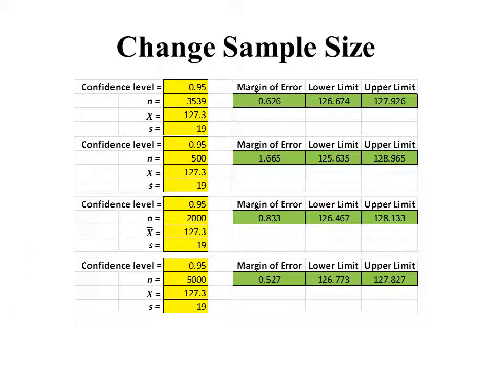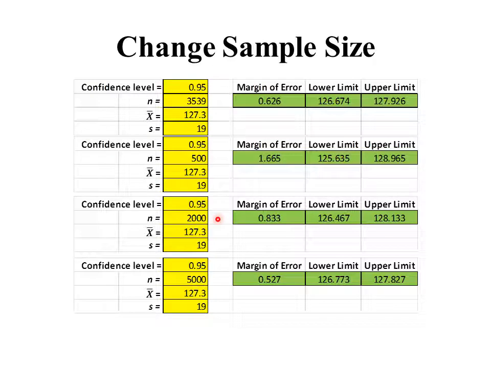Okay. Well, let's look at changing one other thing, the sample size. So at the top here are our original calculations with a sample size of 3539, which gives us a margin of error of 0.6. Now let's decrease the sample size. So let's suppose that we surveyed only 500 people, but we got the same sample mean and standard deviation. Look what that does to the margin of error. It increases it to 1.6. So a smaller sample size gives us a much larger margin of error.